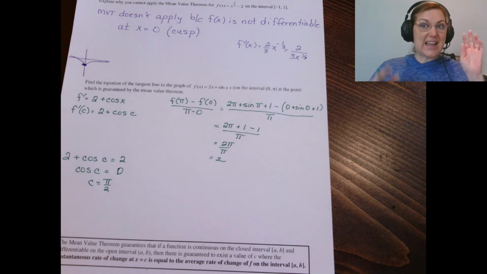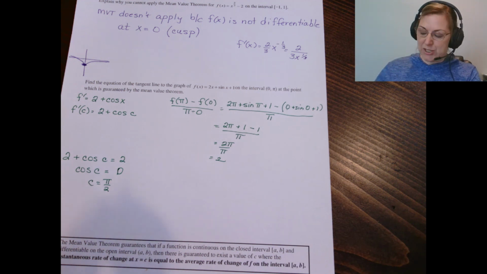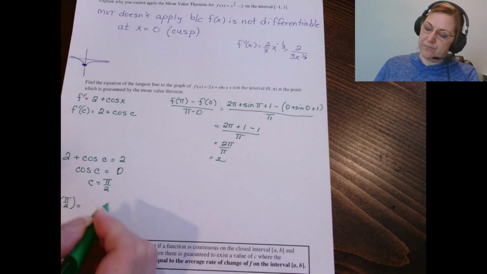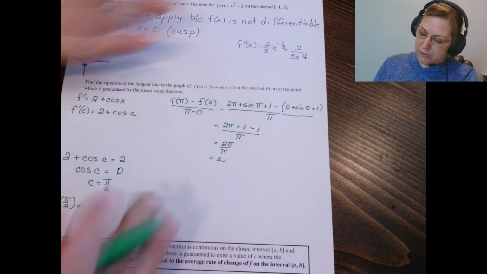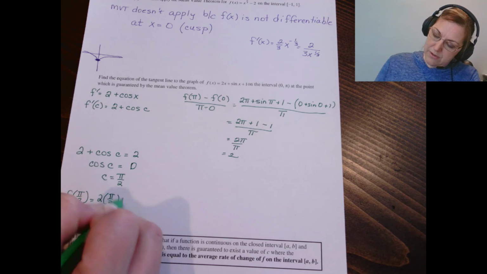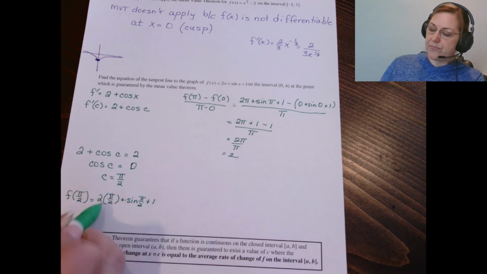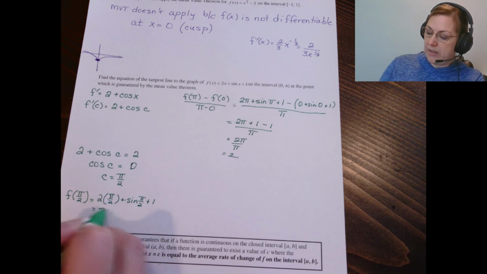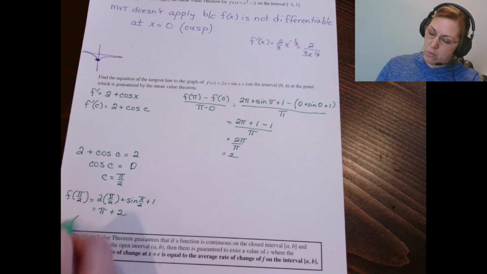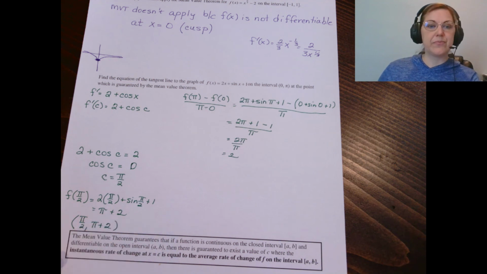Okay, now here's what I need, friends, at pi over 2. I need a point and I need a slope. Because now that I've found the point, now I've got to go write the equation of the tangent line. So the point, we'll do f of pi over 2: 2 times pi over 2 plus sine of pi over 2 plus 1. So that'll give me pi. Sine of pi over 2 is 1, so 1 plus 1 is 2. So my point is at pi over 2, pi plus 2.